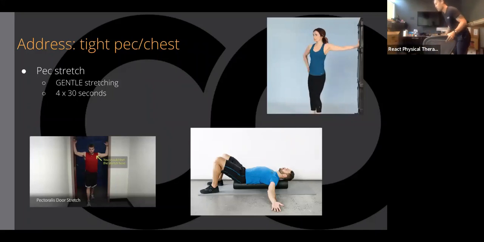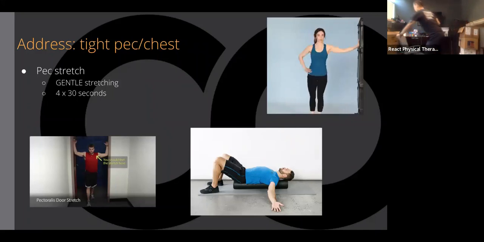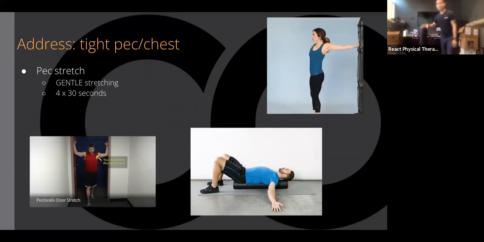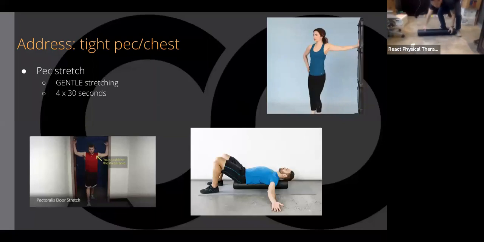Okay. Multiple ways to do it. I love the foam roller one. So, sitting lengthwise on the foam roller, right? Butt nice and low, and then knees bent.